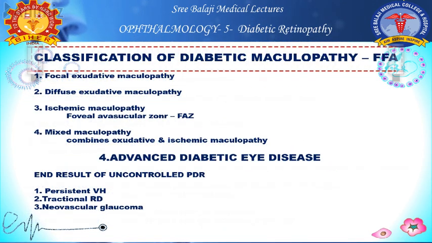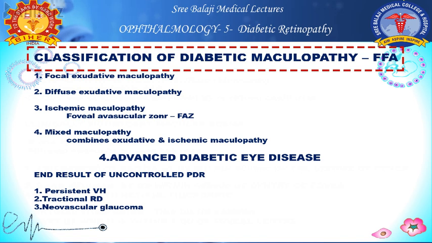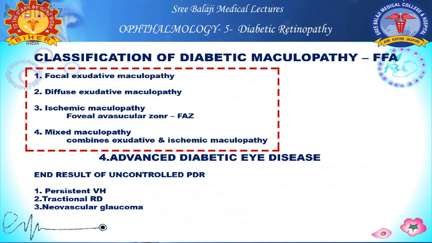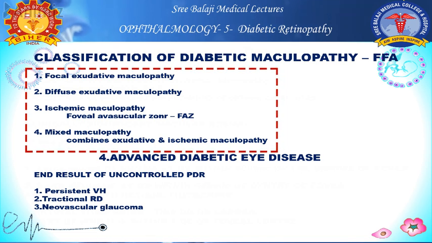So diabetic maculopathy can be classified based on fundus fluorescein angiogram into four types. So first one is focal exudative maculopathy, where only focal points of microaneurysm, hemorrhages or hard exudates can be found in the retina. Diffuse exudative maculopathy, where hard exudates, microaneurysm and hemorrhages can be seen diffusely in the macular area. Ischemic maculopathy, here more of ischemic areas are seen, which are also called as foveal avascular zone or FAZ. Then mixed maculopathy, which combines both exudative and ischemic maculopathy.